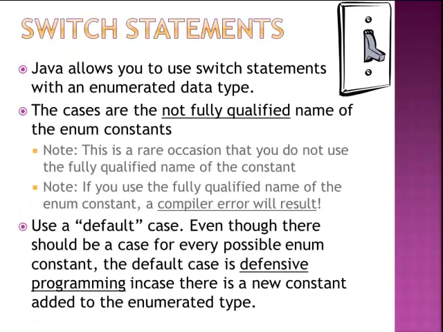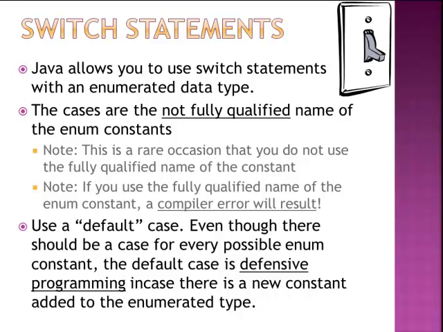Java allows you to use switch statements with an enumerated data type. The cases are the not fully qualified name of the enumerated constants. This means instead of saying case Colors.red, you would simply say case red. Note that this is a rare occasion that you do not use the fully qualified name of the constant. If you use the fully qualified name of the enumerated constant, a compiler error will result.